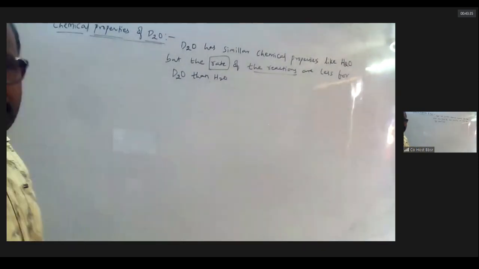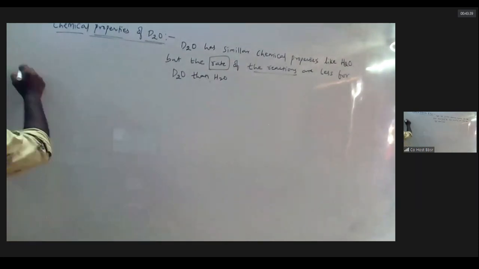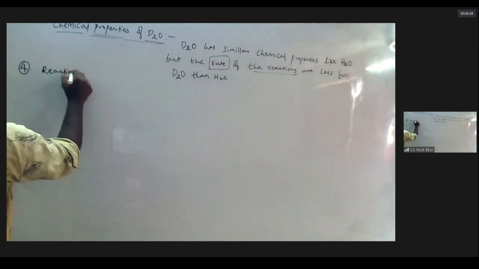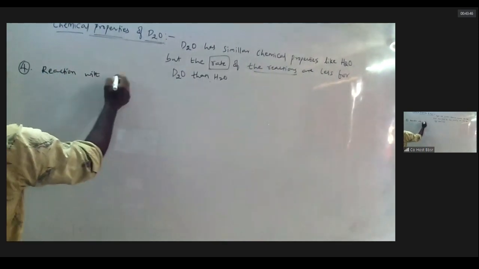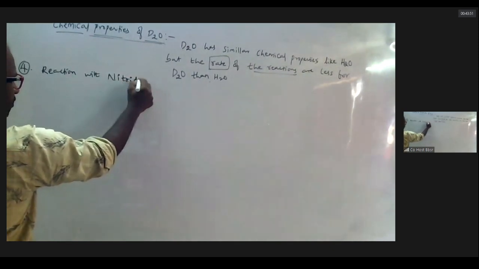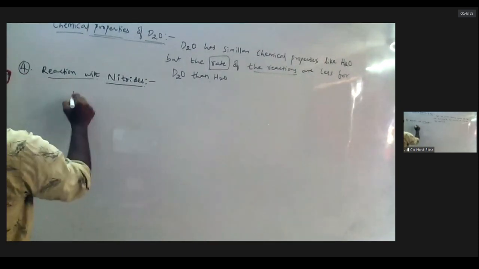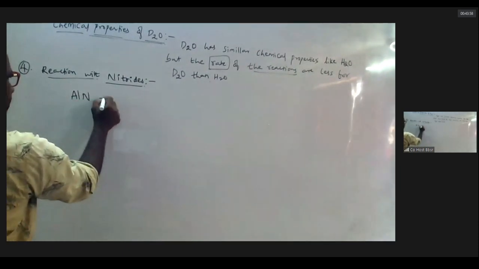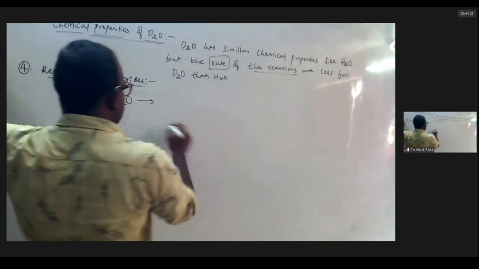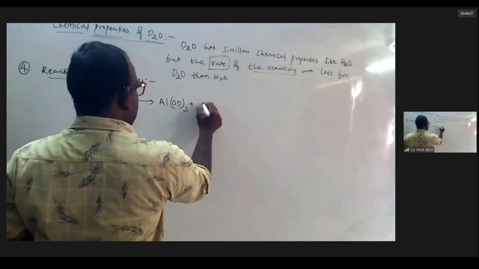Okay, now this is the fourth one, reaction with nitrides. Aluminium nitride reacting with D2O. Okay, giving what? Al(OD)3 plus ND3.